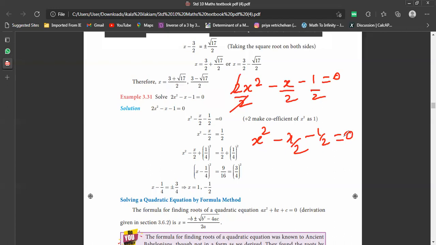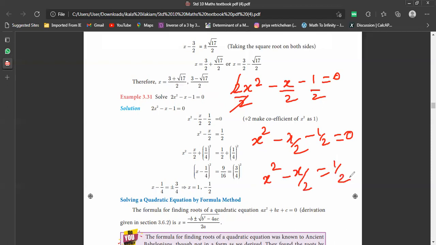Yeah. So now you can take this constant term along to the right hand side. If you take, this will become x square minus x upon 2. This negative 1 by 2 will become positive 1 by 2 on your right hand side. I think step 2 is also clear. So here on the third step, we're going to do the completion of the square method. I'll solve it separately. So let's take, you have x square minus x upon 2 here.